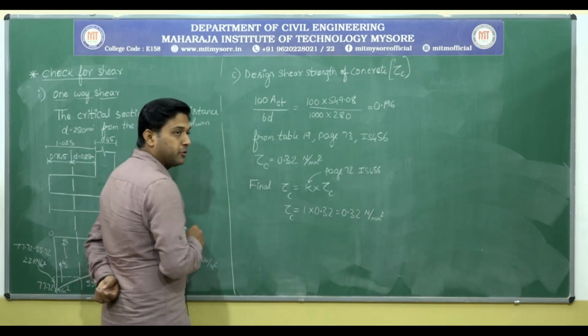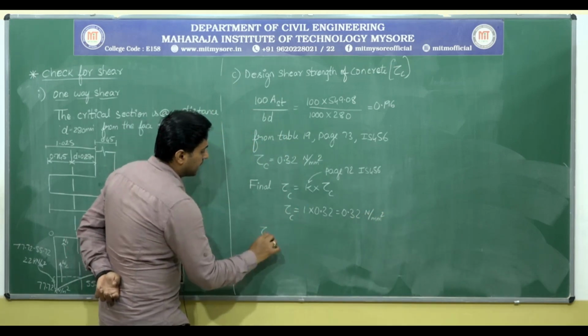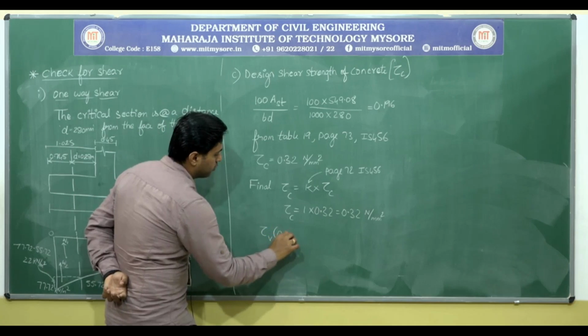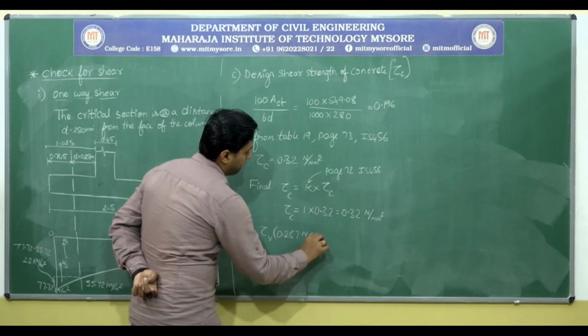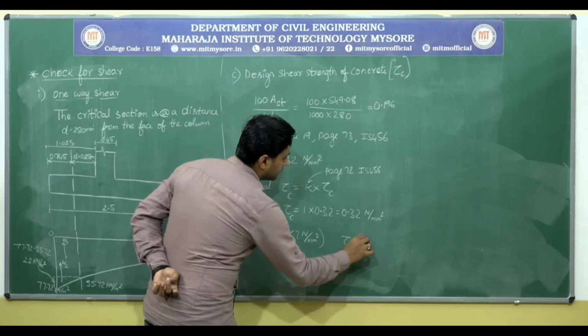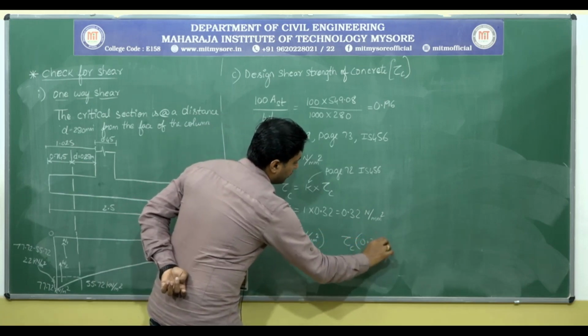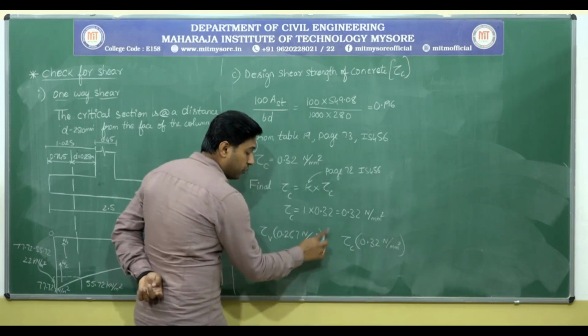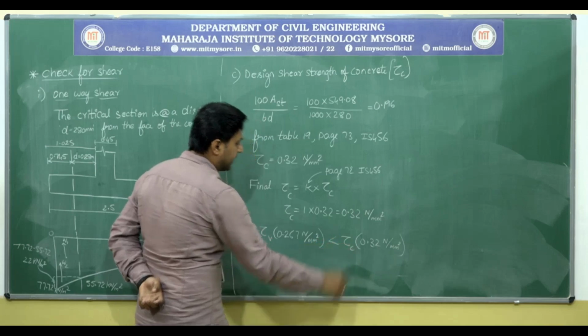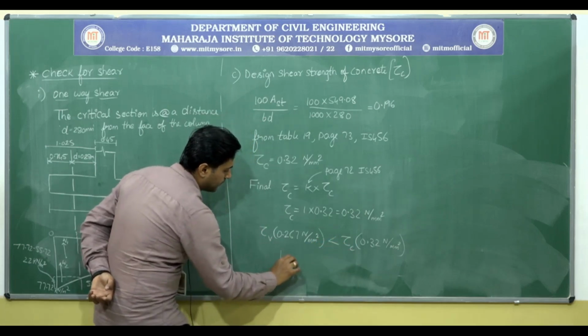Okay, so now what I will be doing, observe here, comparing tau v, it is 0.267 Newton per mm square, and tau c, 0.32 Newton per mm square. Tau v is not exceeding tau c, tau v is less than tau c, hence safe.